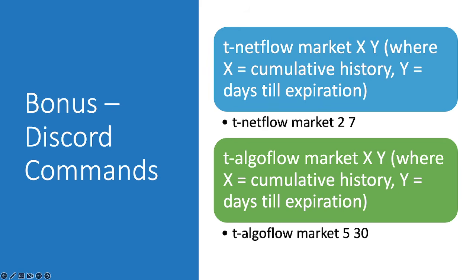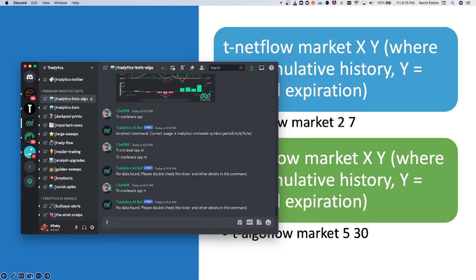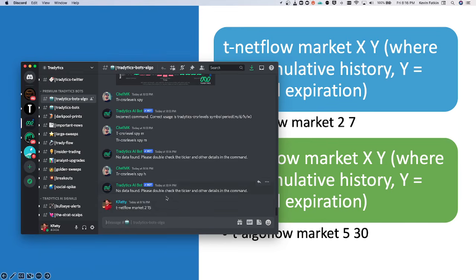The one last thing I want to mention is in the Discord, you can actually go in there and run some commands to get the same results, whether it be algo flow or market net flow. Just to show you what that looks like, and you can see the commands listed here. If we run market net flow, we can do T net flow market, and then we can specify cumulative history. So I'll do 2 days cumulative history, and then I'll say show me 15 days expirations, and we can type that in, and the Discord will give us that data as well.